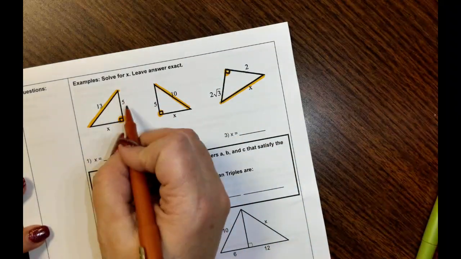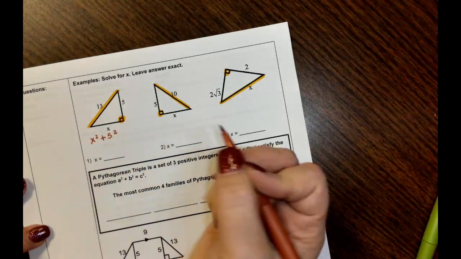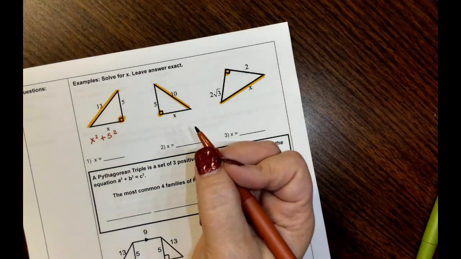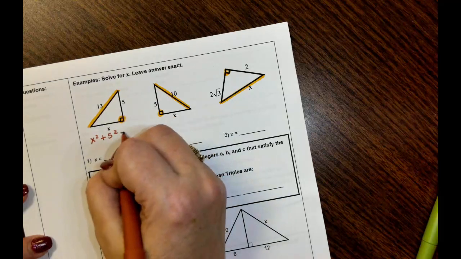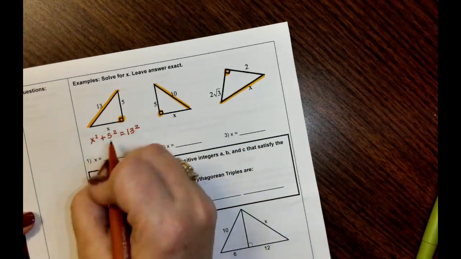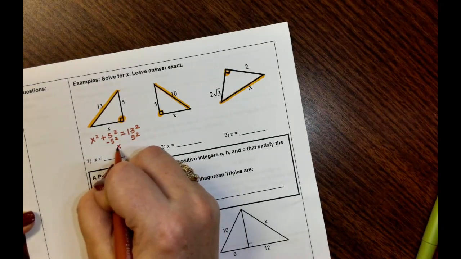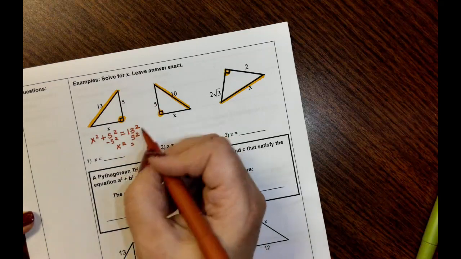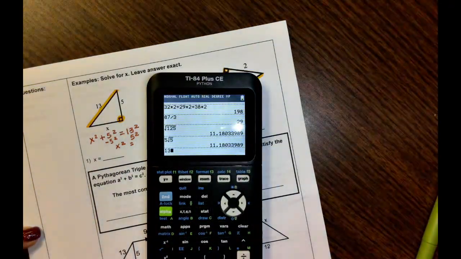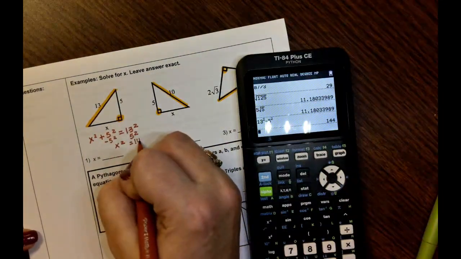Okay, so the two legs, a squared plus b squared. It doesn't matter which one is a and which one is b. I like my variable to be first if possible, so that's the reason I wrote it that way. Okay, so I would subtract 5 squared from both sides. You can simplify, but we can also handle this all at one time. Type it in your calculator. 13 squared minus 5 squared is 144. So x squared is 144.